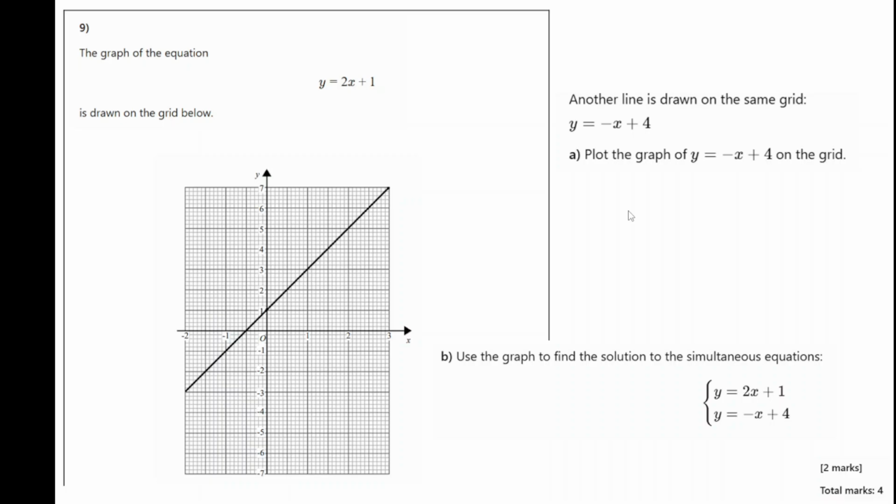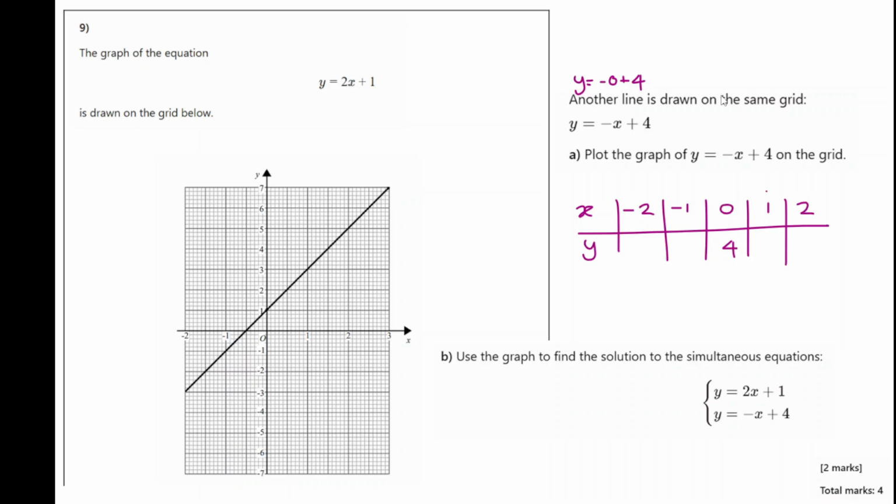Now to do that, I need some x values and I need a few y values. Now you can clearly see it goes from negative 2 to positive 3. So let's get negative 2, negative 1, 0, 1 and 2. And all I need to do is substitute and find my values of y for each one. Now let's do that. When x is 0, I would start with 0, makes it easier. y is equal to negative 0 add 4. That's just 4. Let's put x is equal to 1. So put 1 here. y is equal to negative 1 add 4. That's 3. Let's put x equals 2 here.